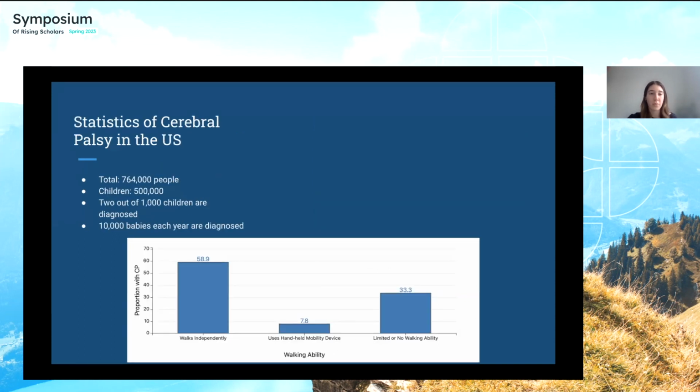Now, statistics of cerebral palsy in the US. Studies over the past several decades have shown us that 764,000 people have been affected with cerebral palsy, and 500,000 of those 764,000 people are under the age of 18. Two or three out of 1,000 children are born with cerebral palsy each year. Below is a picture of a study that was conducted by the CDC. They took 8-year-olds with cerebral palsy and tested how independently they were able to function.